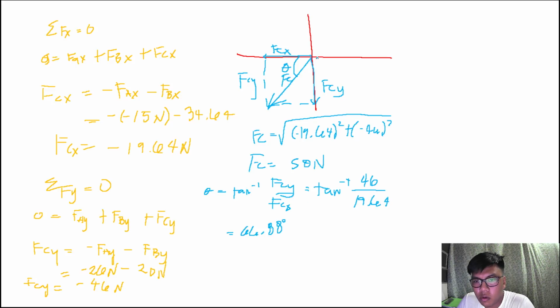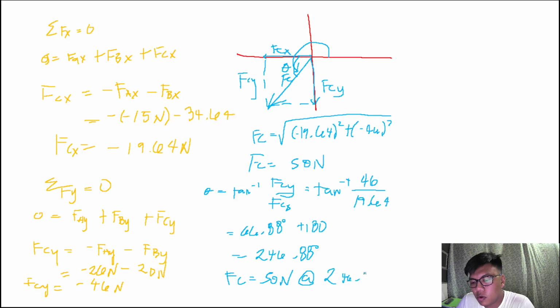Alam na natin paano kukunin yung from positive X hanggang dun, no? Counterclockwise. So plus 180 lang to, di ba? Makuha natin direction. So we have 246.88 degrees. So yun yung direction ng yung F sub C. F sub C now will be equal to 50 Newton at 246.88 degrees. So, ganun na mag-solve.